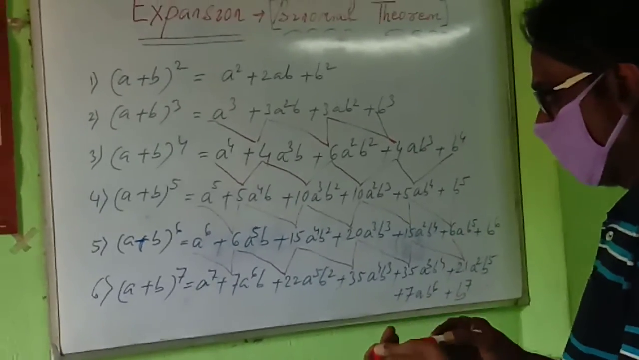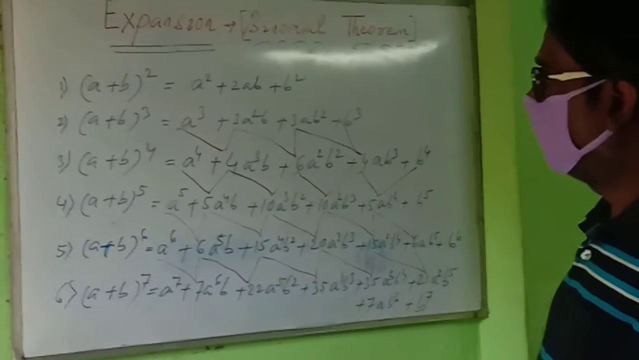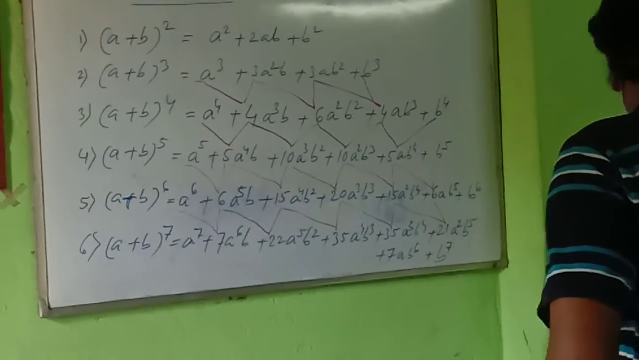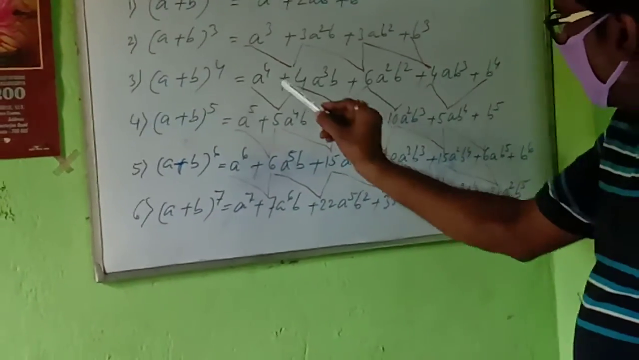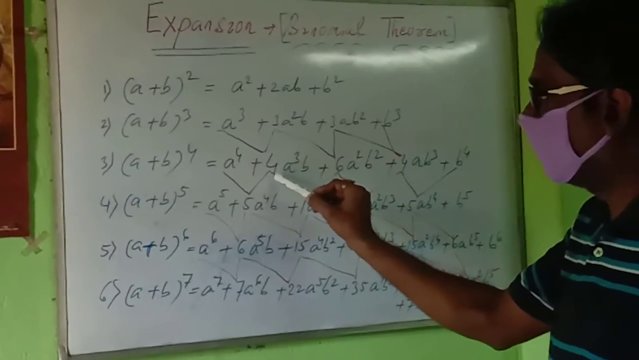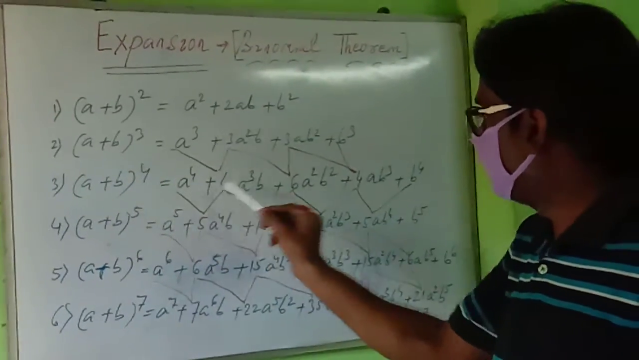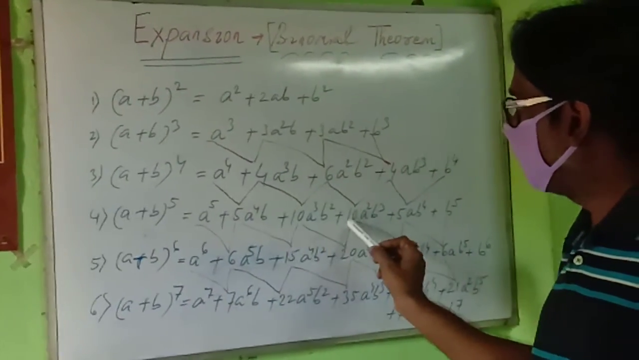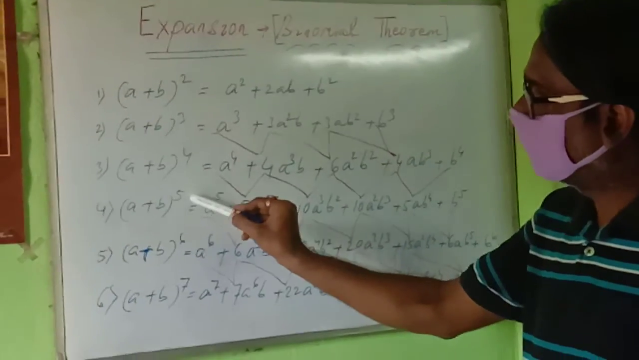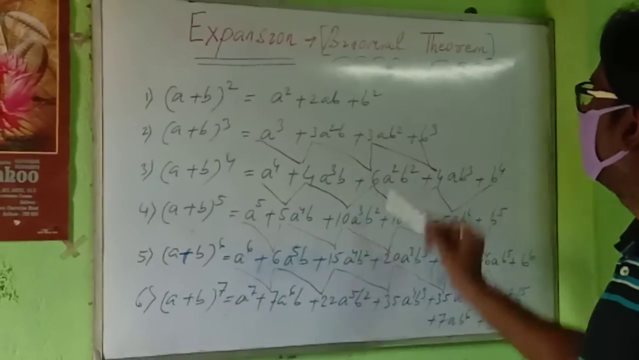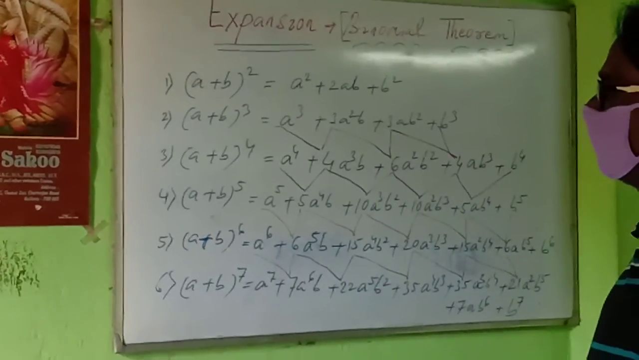This is the way of expanding any binomial. This is the normal method. This is called the triangle method, the law of triangle. By the help of the triangular array, I am getting the coefficients, power of a decreasing, power of b increasing, and the number of terms should be 1 more than the power given. This is the basic idea of expansion in the binomial theorem. Next we will complete the next one.